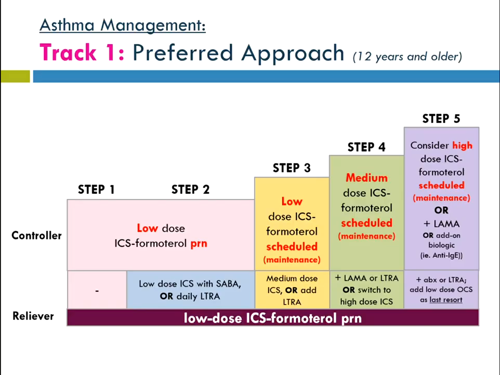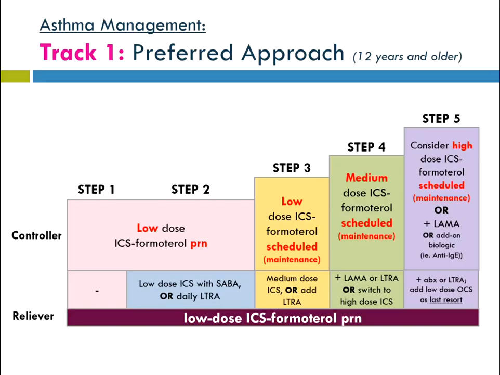Where else do you see ICS plus formoterol? Everywhere is ICS plus formoterol. It doesn't matter is it low, medium, or high. If it's scheduled, is it PRN? So the beauty of the change of the guidelines is that now you can have what is called MART, M-A-R-T, maintenance and reliever therapy. Essentially a 2-in-1. So rather than needing one inhaler for controller and one inhaler for rescue, you can have one inhaler that works for both.